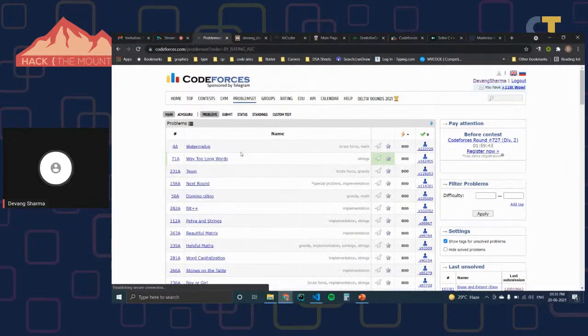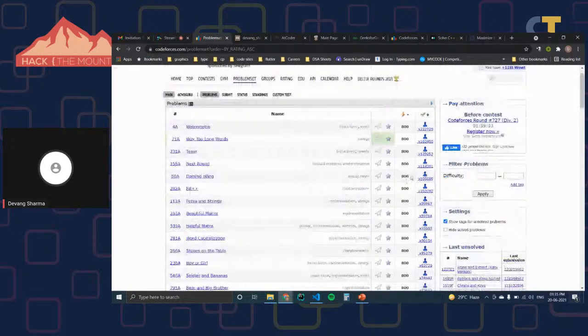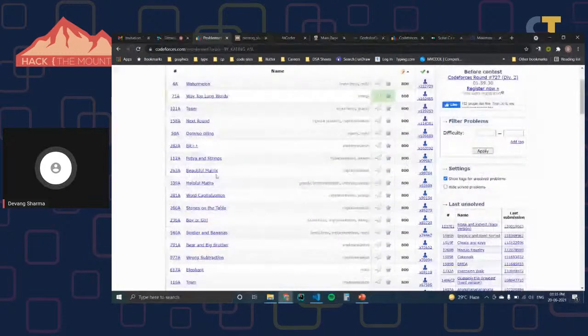So this is one of the easier questions. Watermelon is the easiest. Way Too Long Words is the second one. These are the easiest problems, with the minimum rating, minimum difficulty, and a high number of submissions. So you can try any one of them.